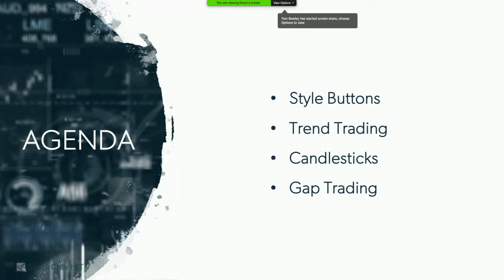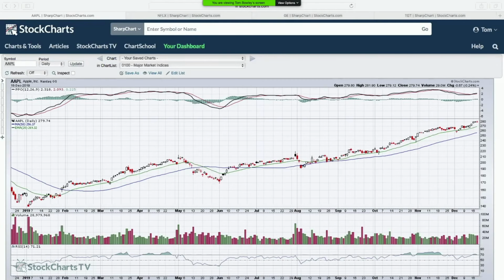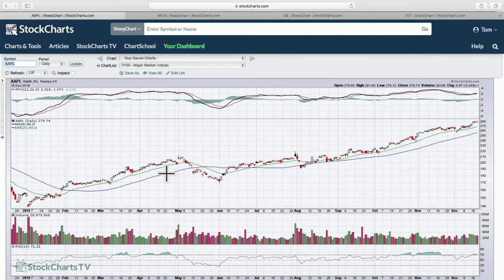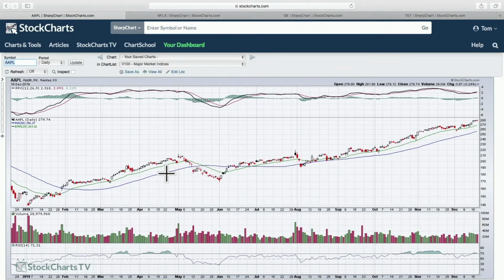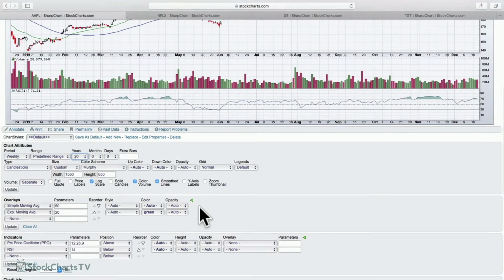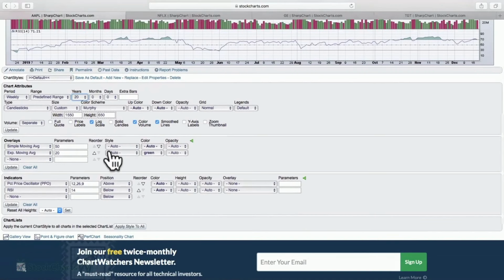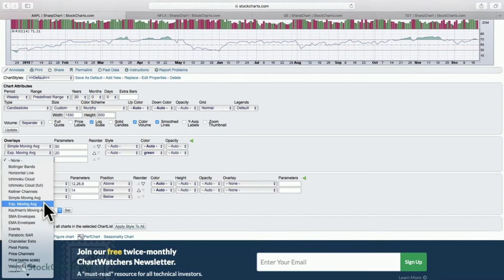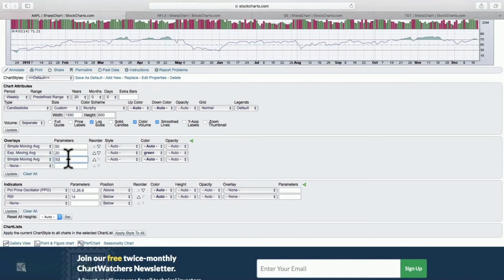I'm going to show you, first of all, this is just a chart of Apple, a daily chart for the last year. Now, let's say that you would like to save a chart style, and let's say you want to have a weekly 20-year chart. And let's say you also want to put in here the simple moving average for the 200-day.